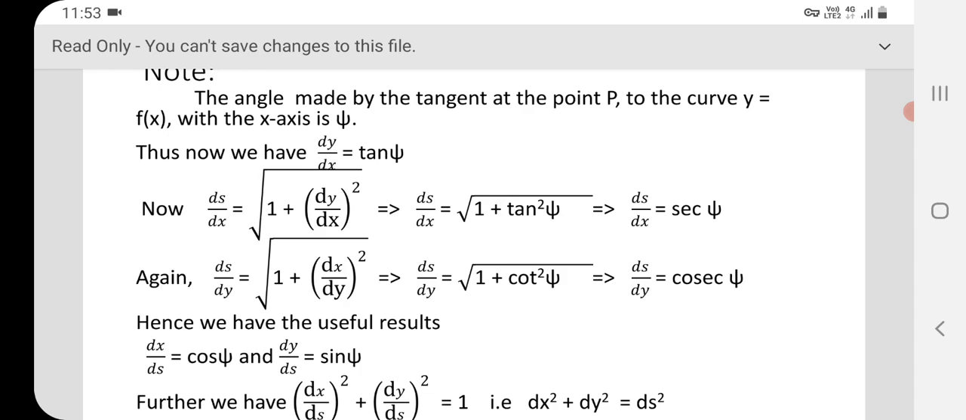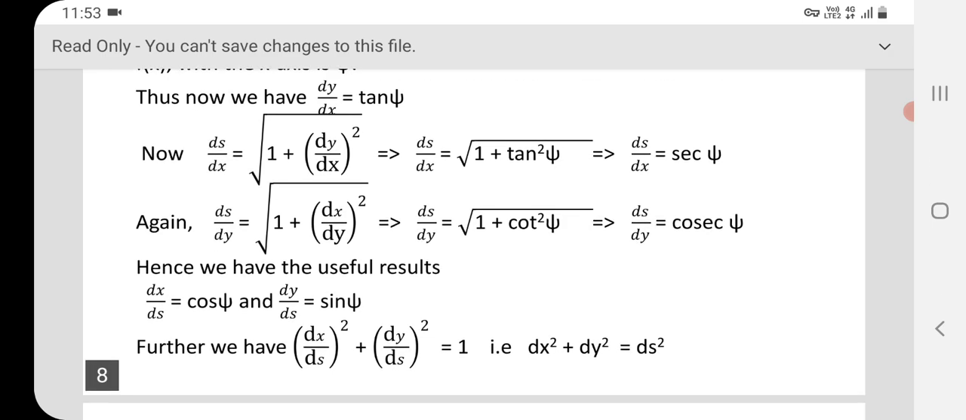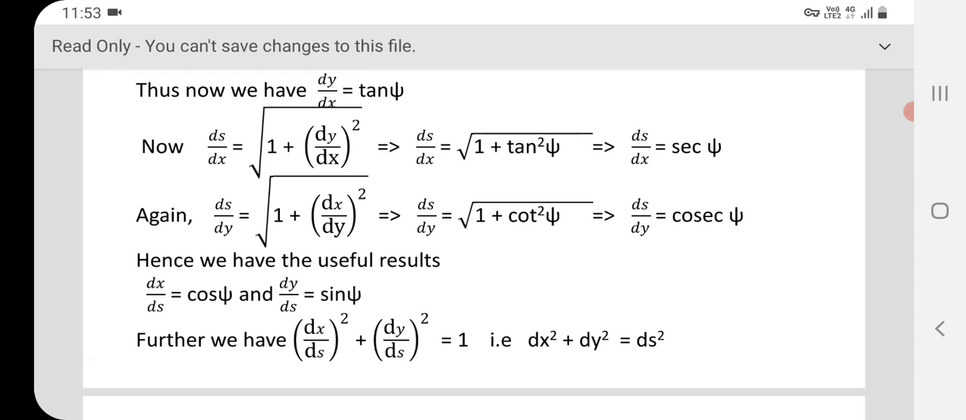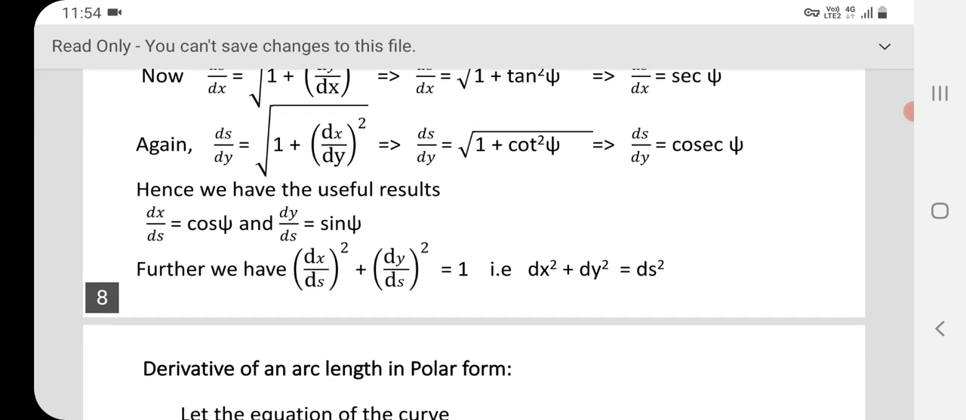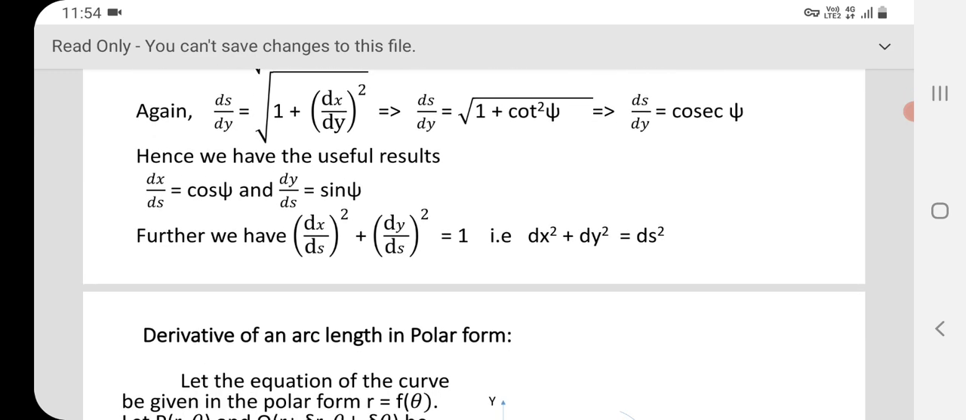Also ds by dy equals root of 1 plus (dx by dy) whole square. Now taking the tangent for this equation, we get root of 1 plus cot square xi, that is nothing but cosecant xi, that is ds by dy. Hence we have some useful results.